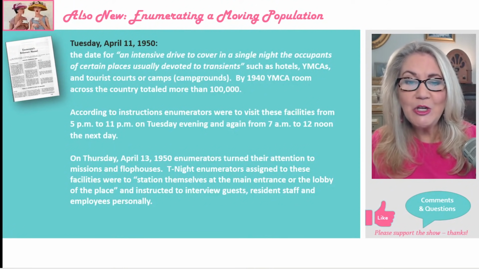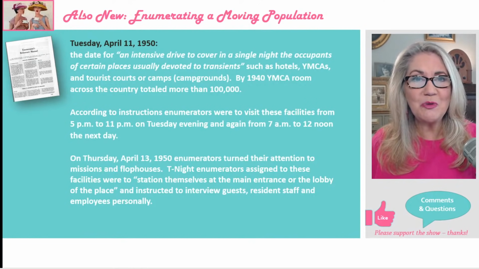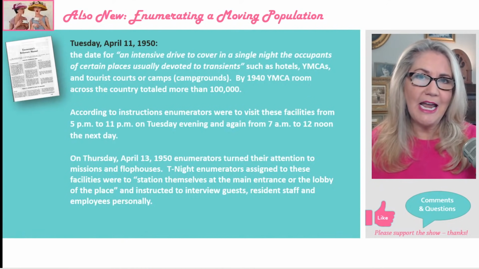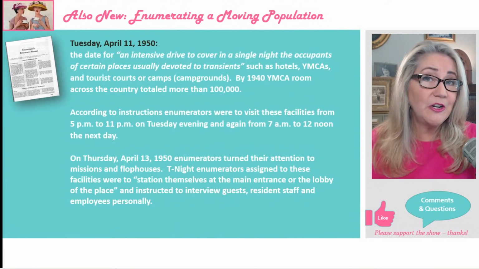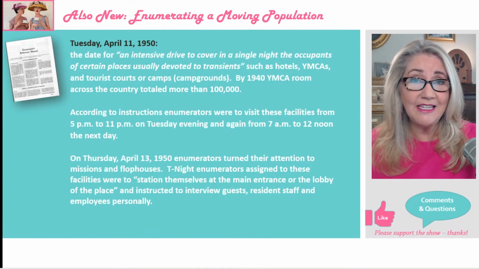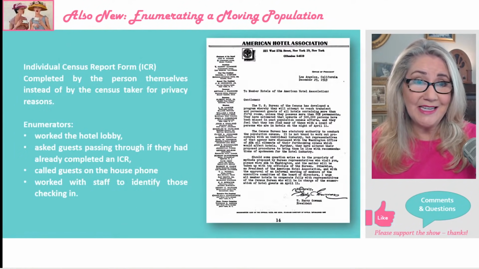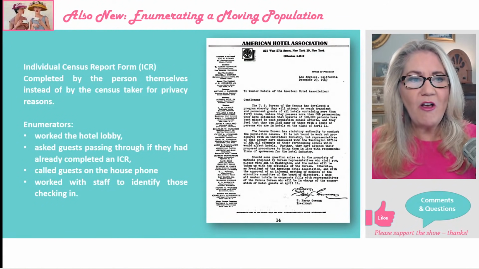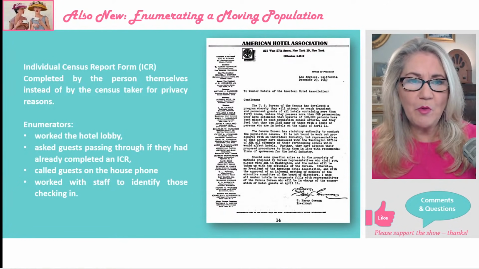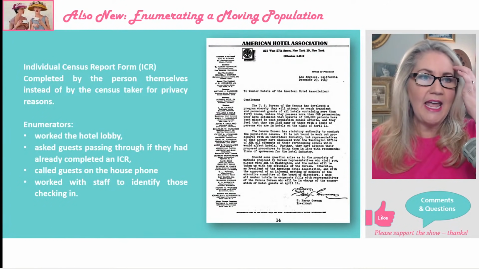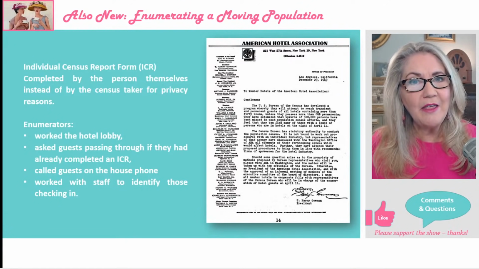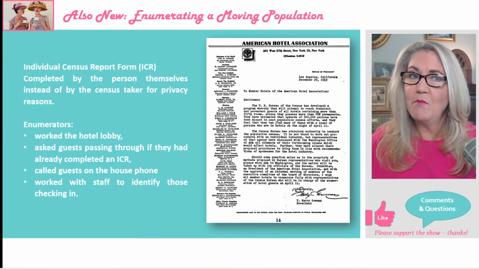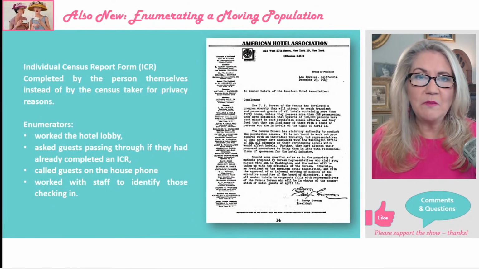So T-night enumerators assigned to these facilities were supposed to station themselves in the lobby, and they were going to stop people and ask them if they'd been enumerated. They were going to interview people. They had to talk to the guests and the staff who knew the guests as well. So they were using a very special form to do this, and it's called the Individual Census Report Form. It's called an ICR. And this was completed by the person, not the enumerator, which I think is really interesting because most records that we're looking at are going to be filled out by the enumerator.